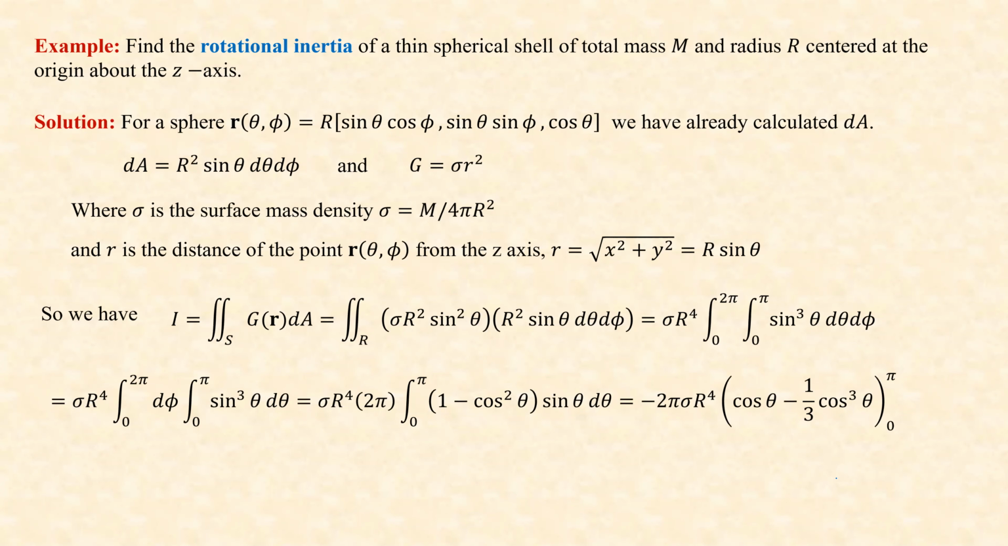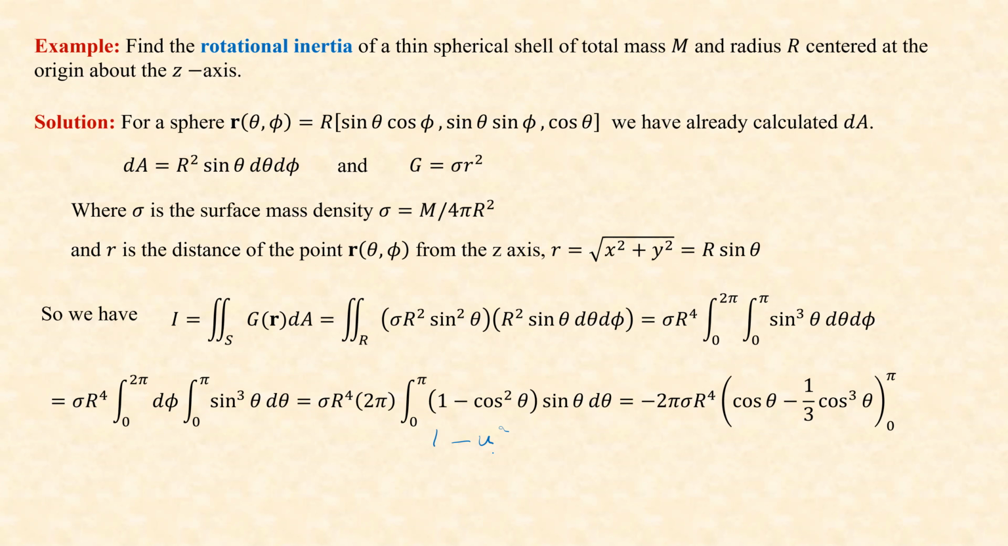So it becomes negative 2 pi sigma r to the fourth, and so this becomes 1 minus u squared. This is a different u. U is cosine theta now. Then the integral of that will be u minus u cubed over 3. And the u is cosine, so it becomes cosine theta minus cosine cubed over 3. And evaluate that between 0 and pi.